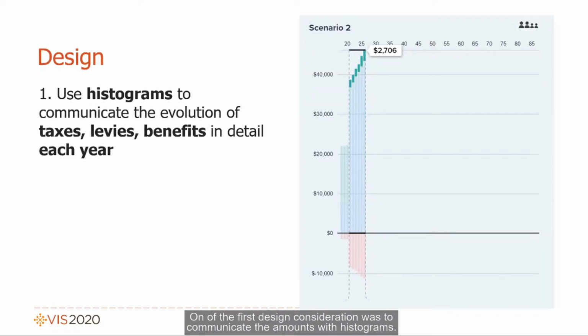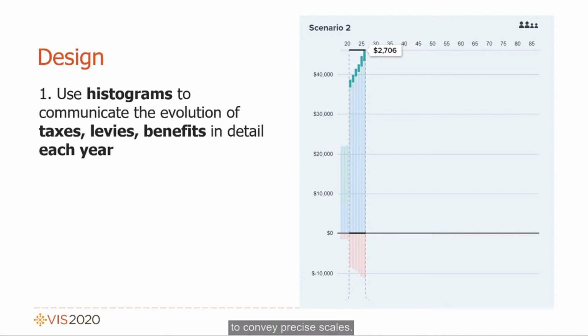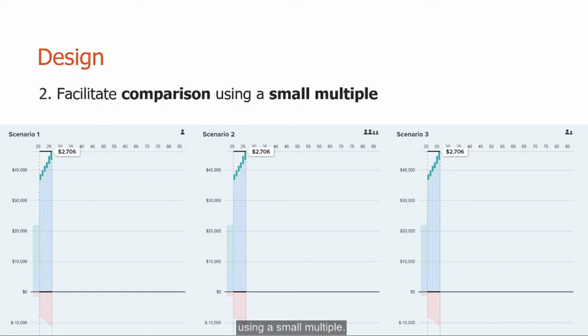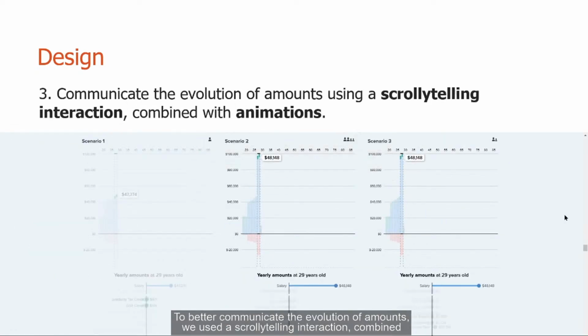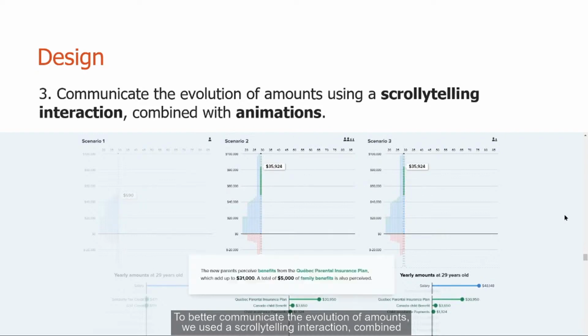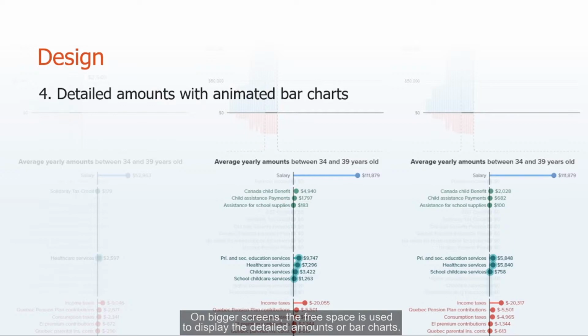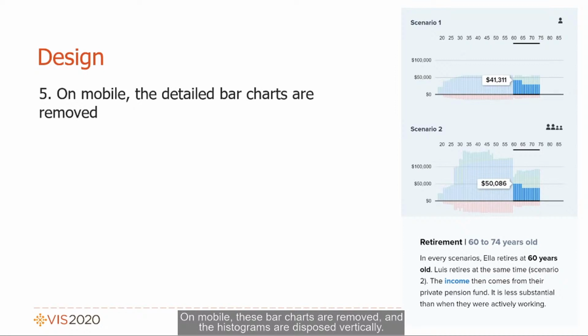One of the first design considerations was to communicate the amounts with histograms. The visualization model was chosen since length and position are among the best channels to convey precise scales. To easily compare the 3 different scenarios, we positioned the histograms side by side using a small multiple. To better communicate the evolution of amounts, we used a scrolly-telling interaction combined with animations. On bigger screens, the free space is used to display the detailed amounts on bar charts. On mobile, these bar charts are removed and the histograms are disposed vertically.